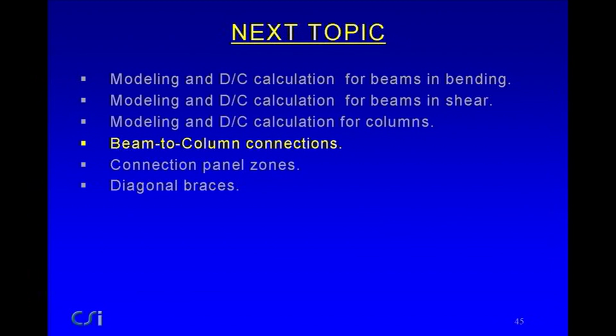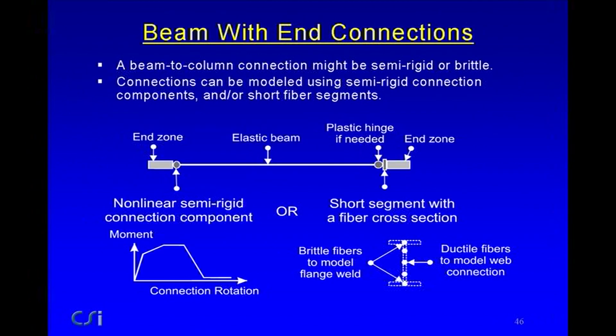Beam-to-column connections. Firstly, let's look at a beam which has got some end connections, maybe a bolted connection which is semi-rigid, or perhaps a pre-Northridge welded connection which may fracture.